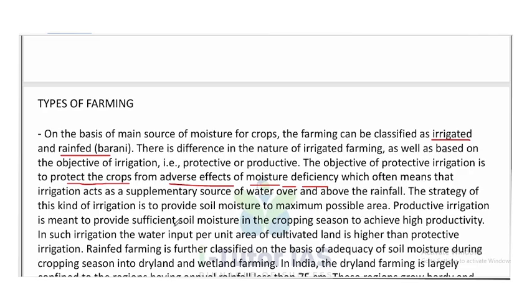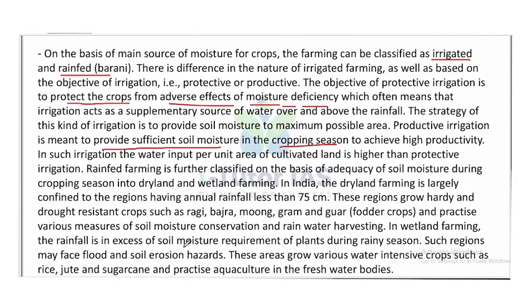Productive irrigation is meant to provide sufficient soil moisture in the cropping season to achieve high productivity. Okay, so what does productive irrigation mean? Here it provides sufficient soil moisture in the cropping season to achieve high productivity. In such irrigation, the water input per unit area of cultivated land is higher than in protective irrigation.